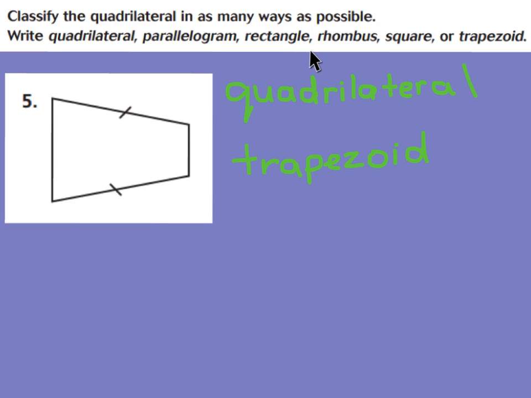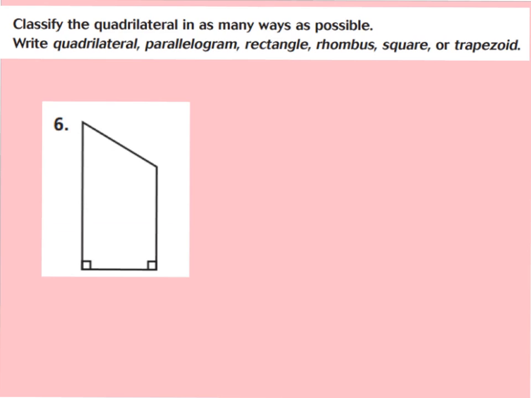It's not a rectangle because it doesn't have 4 right angles. It's not a rhombus because it doesn't have 4 sides of equal length, and so it's also not a square, but it is a trapezoid because it does have 1 set of parallel lines. Okay, boys and girls, try number 6 on your own by pressing pause, and then we'll check it together.